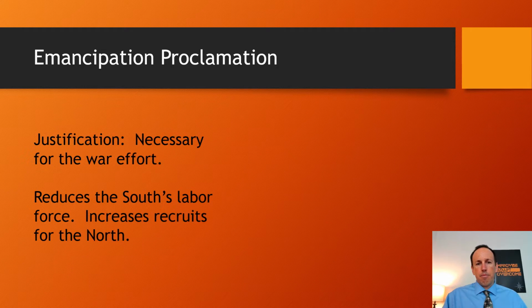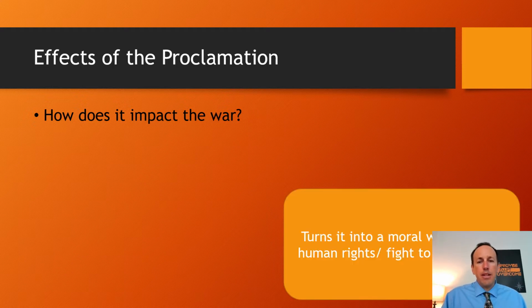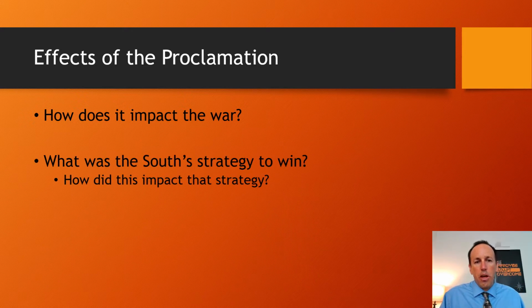Let's talk about what it does. It changes what the war is about. Now it's a moral cause, and this is going to keep Europe from wanting to come in on the side of the South. It's no longer just about states' rights. It's also about something being morally wrong that must be taken out of the United States. So how does it impact the slaves? It frees very few. But it does, like I said earlier, turn it into a humanitarian war effort.